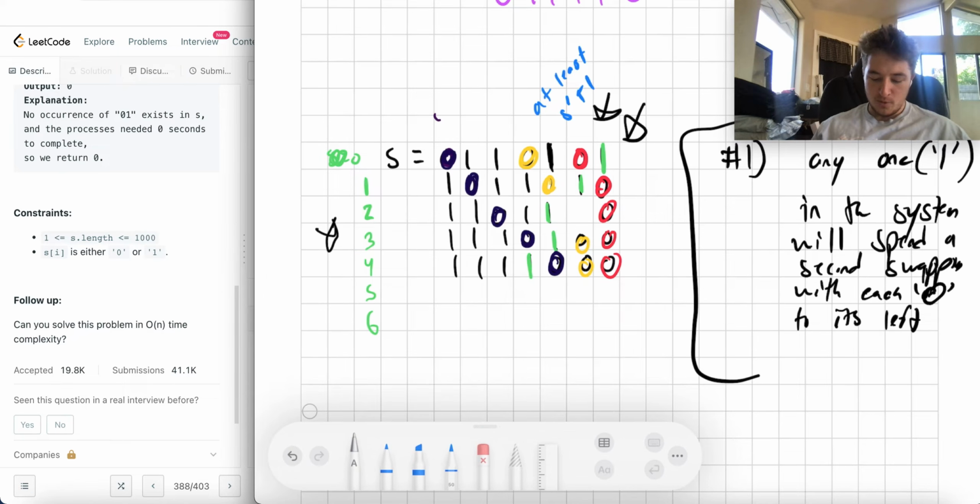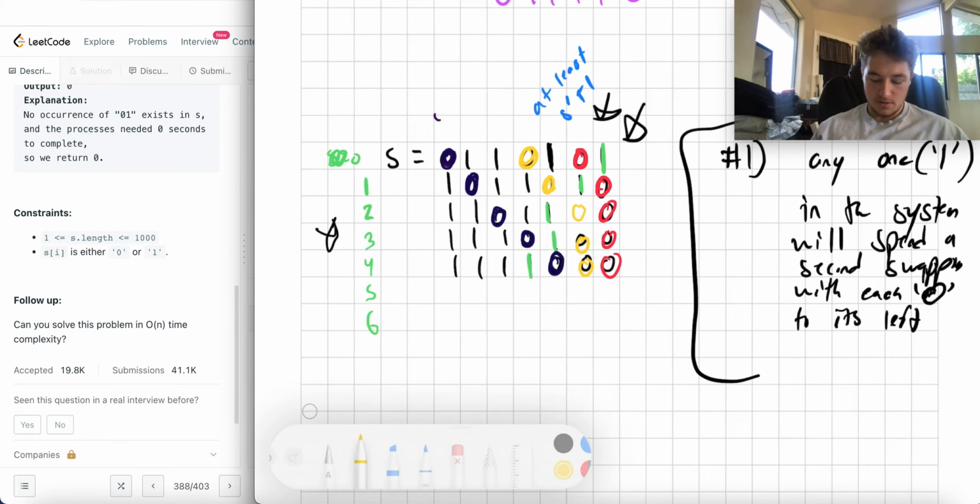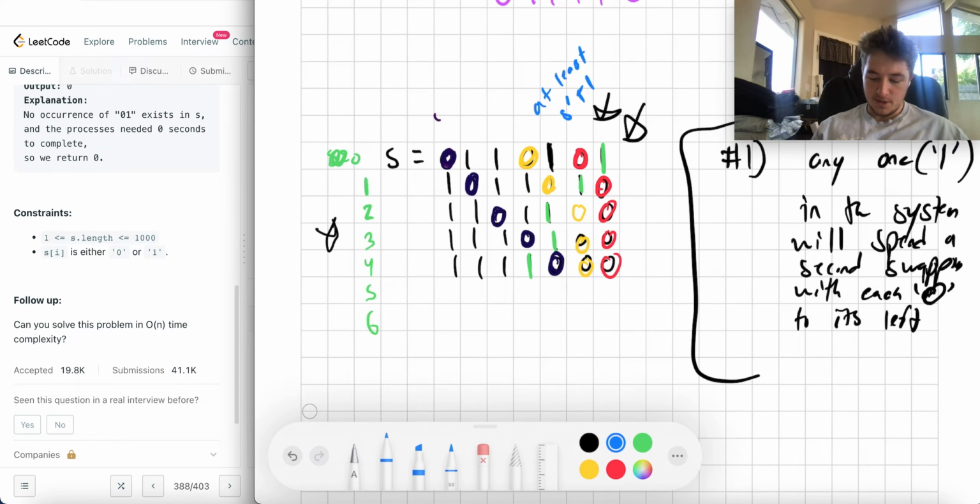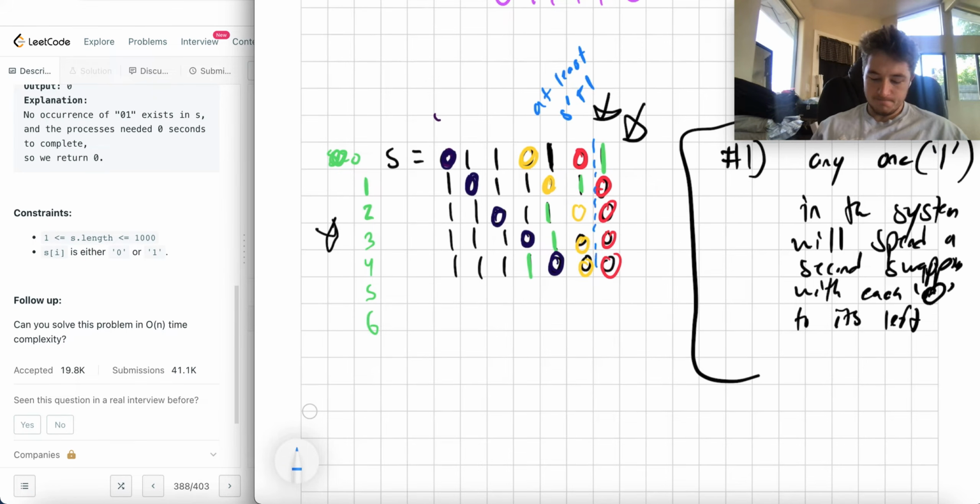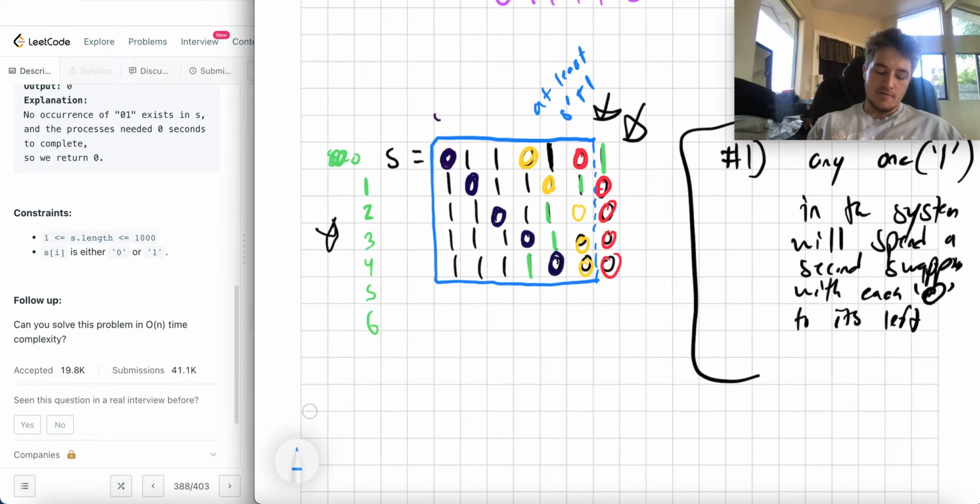I think a better example would be to look at this system here. Okay, we know the answer is 4, right? So what I'm going to claim is that however long it takes to sort this system, it's going to take at least 1 second more to include this last digit. Well, why is that the case?